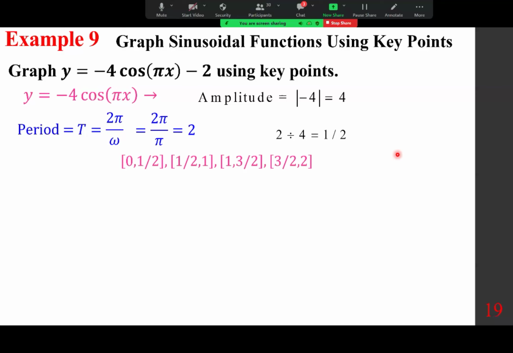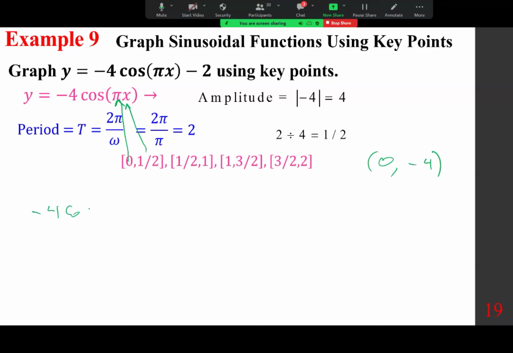Now, let's plug it into this. If I put 0, cosine of 0 is 1 times negative 4 is negative 4. So please understand 0 gives you negative 4. Let me just do a couple of them. So 0, cosine of 0 is 1, gives you negative 4. So 0 gives us negative 4.